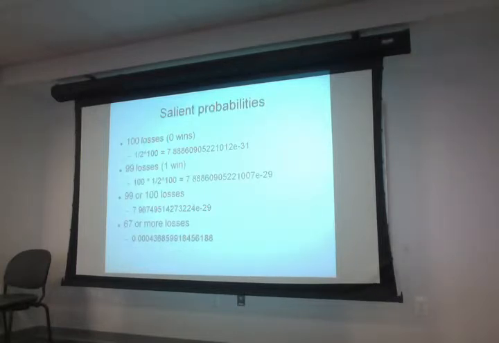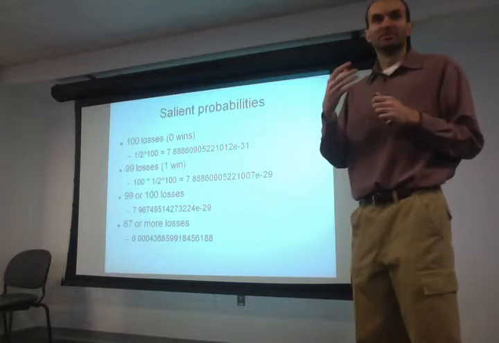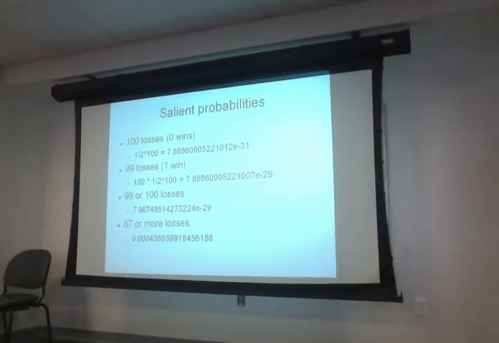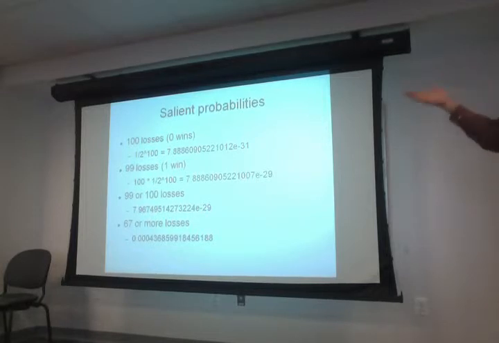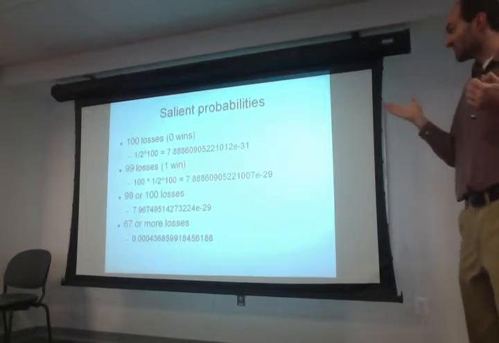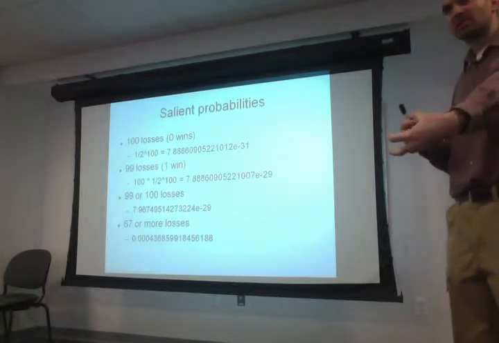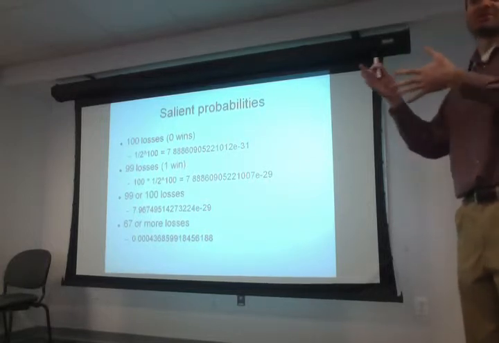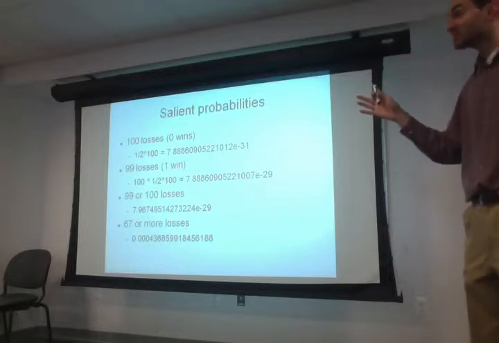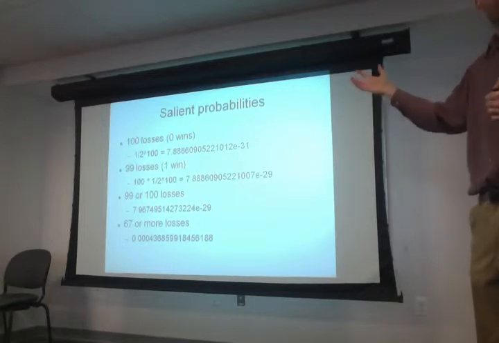So let me point out some salient probabilities of things that might occur, just to give you more of a gut feeling of how things are falling out. We already talked about getting 100 losses, also known as 0 wins, which is about 7.8e-31, really small. Getting 99 losses, aka 1 win: we have 100 ways of producing 1 win out of 100 losses, with the win in the first position, second position, all the way up to the 100th position. So 99 or 100 losses is the sum of those two.